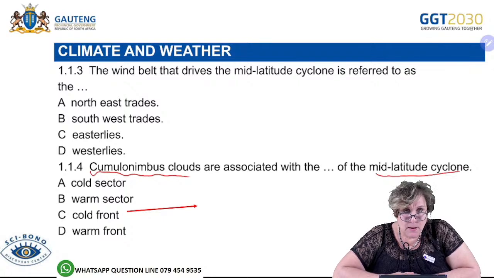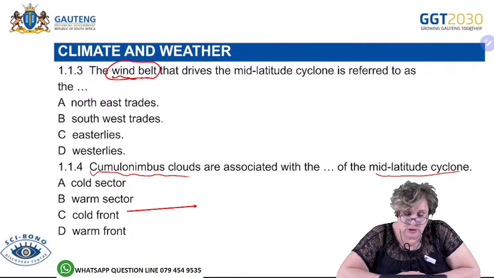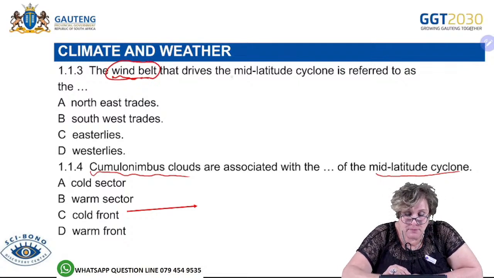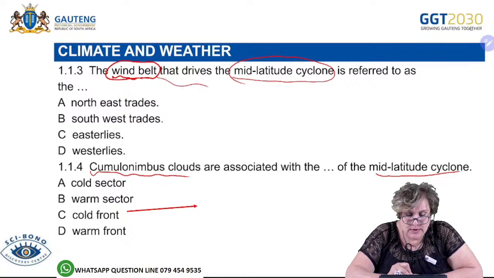The wind belt. So wind belt is what you need to know of the mid-latitude cyclone. It is that specific wind belt. And what's going to help you here is the direction of flow.